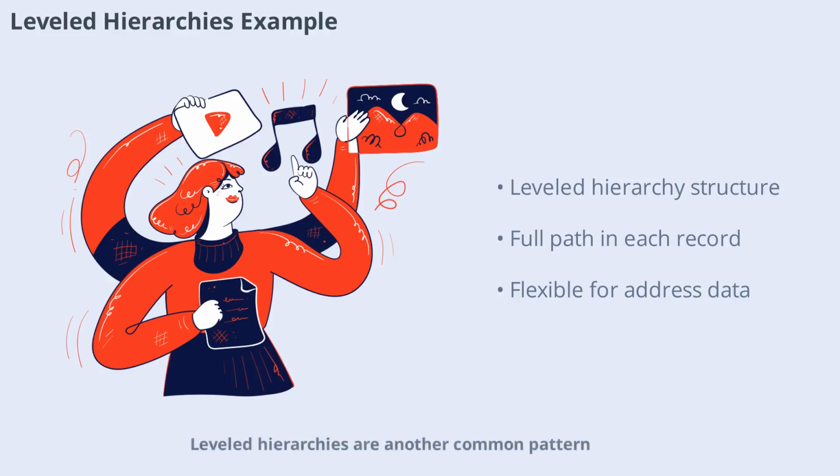Leveled hierarchies are another common pattern, where each record contains the full path through the hierarchy. The T-demo VL table demonstrates this, with columns for each level and attributes at different depths. This structure is useful for data like addresses, where you might have country, state, city, and street all in one row. SAP HANA's hierarchy functions can easily process this format, filling in any gaps and generating the complete hierarchy.